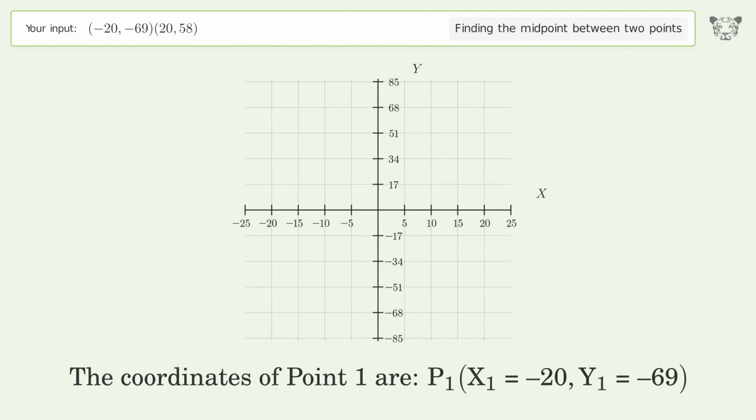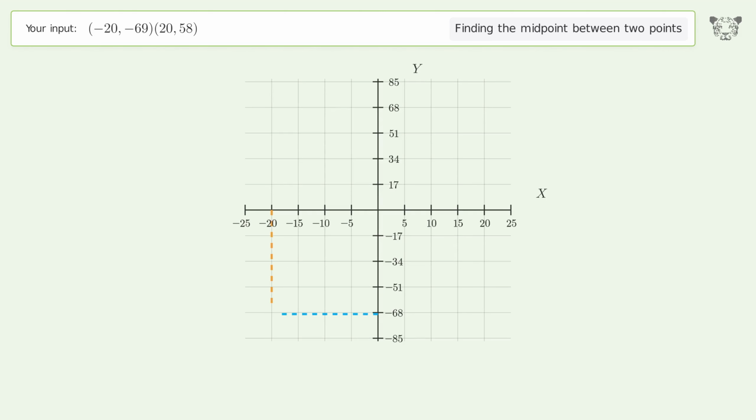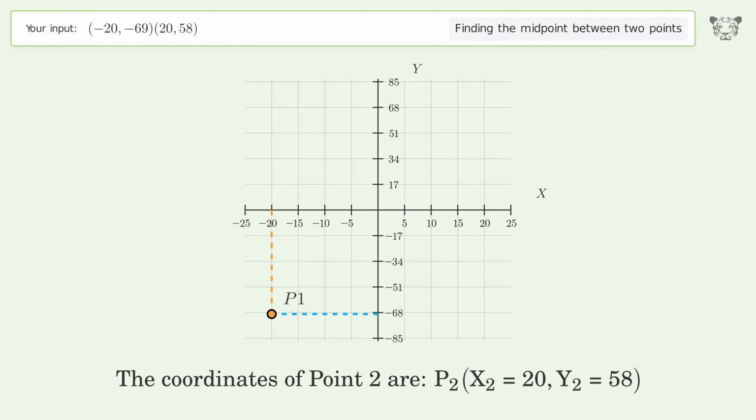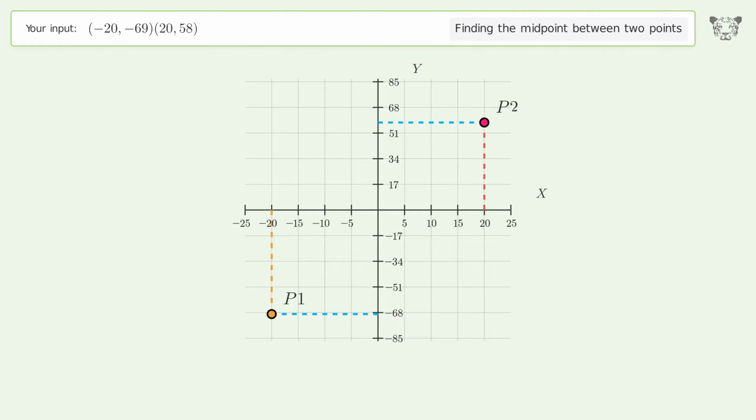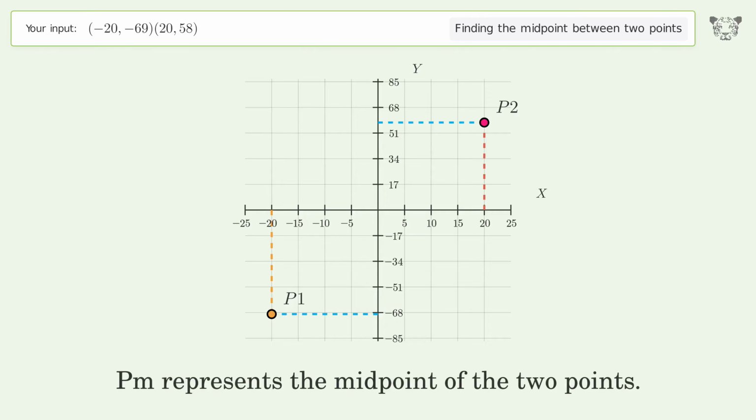The coordinates of point 1 are x1 equals -20, y1 equals -69. The coordinates of point 2 are x2 equals 20, y2 equals 58. PM represents the midpoint of the 2 points.